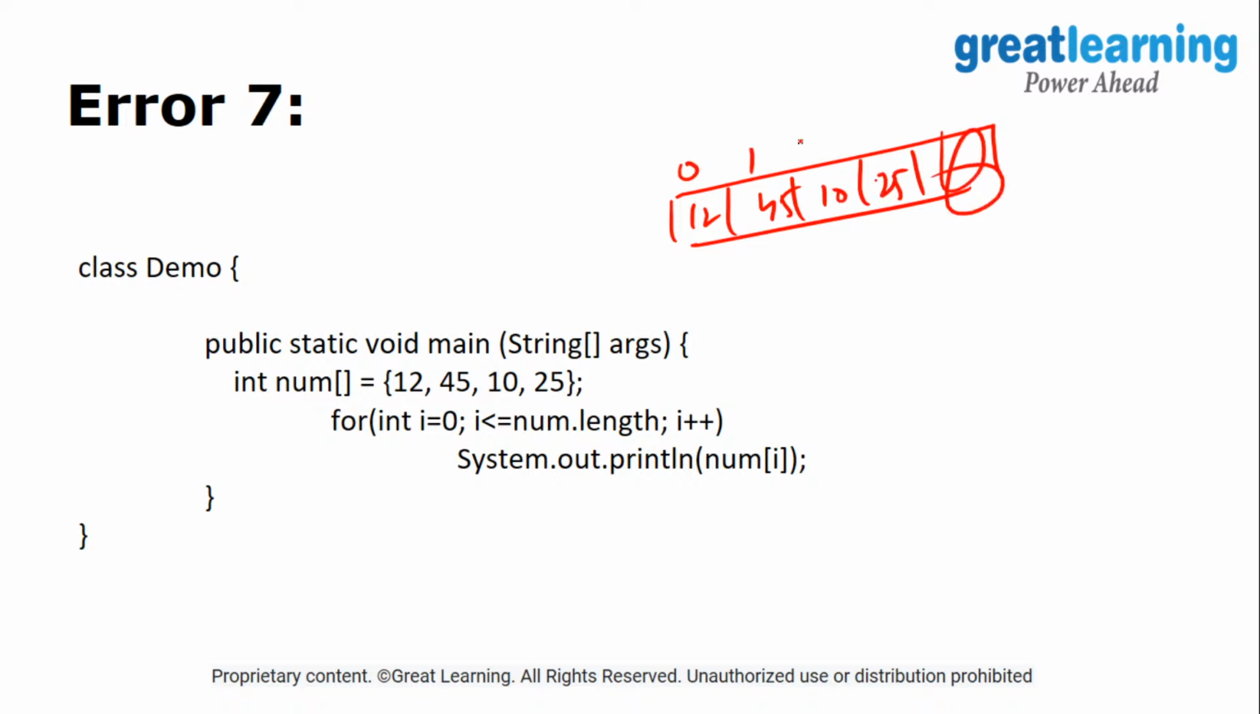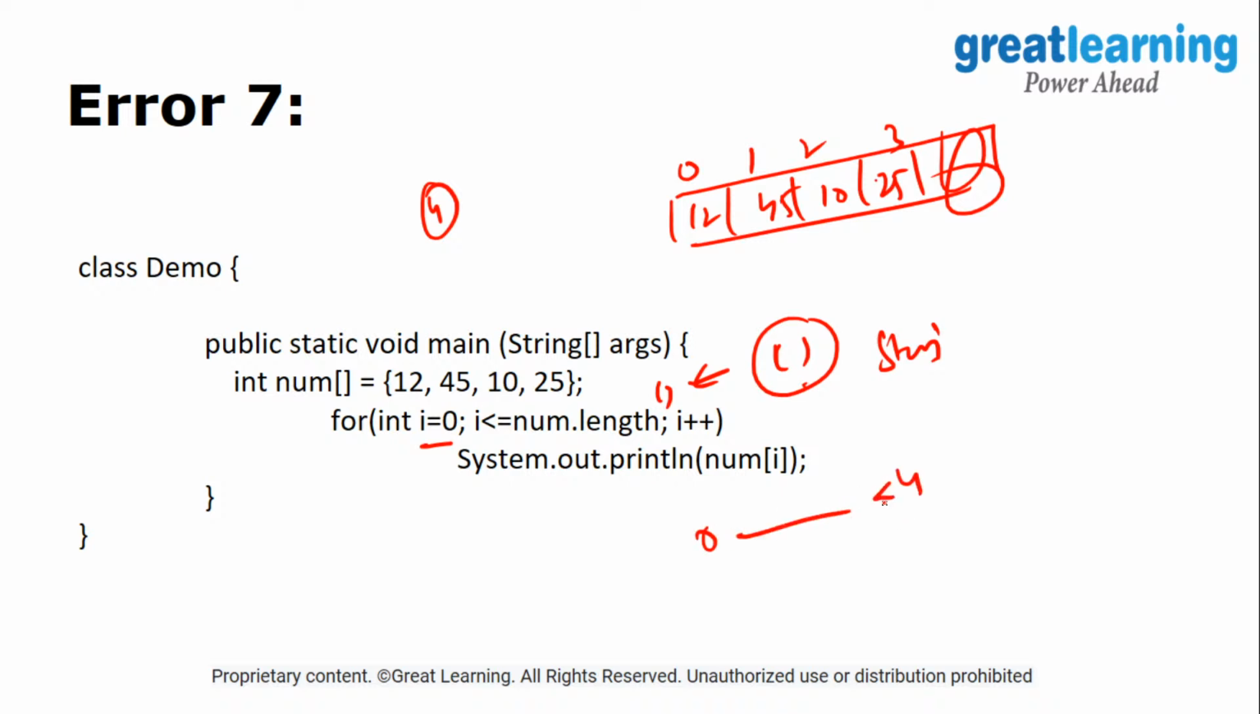Now indexing starts from 0. Someone says there should be parenthesis here. No, that is required for strings; for an array there is no parenthesis. So num length is nothing but the length of the array, which is 4. You are traversing from 0 to 4, including 4, because it says less than or equal to. So you will have 0, 1, 2, 3, 4. But is this 4 here? No, it is not. That is what the error is.